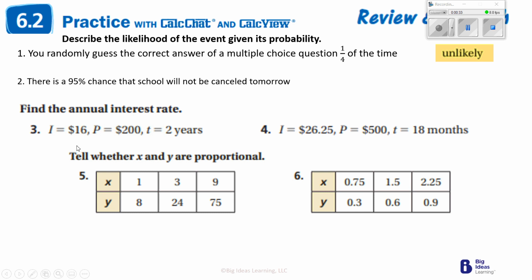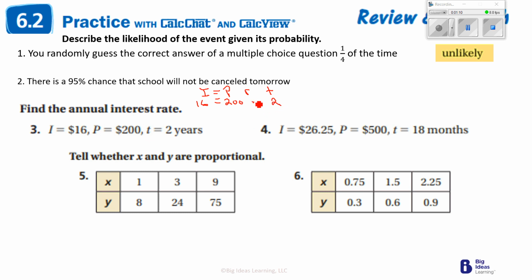Number 2 is for you to do. Number 3, find the annual interest rate. Well, remember we're going to use I equals PRT for this. So I'm just going to work my stuff over here. I equals PRT. We know that the interest is $16, so we're going to put that over here. The principal is $200. And the years is 2 years.